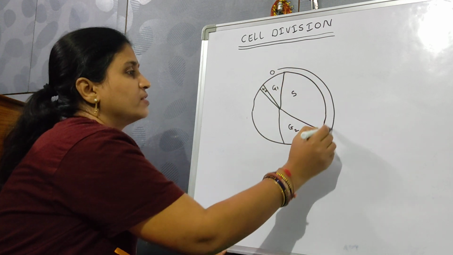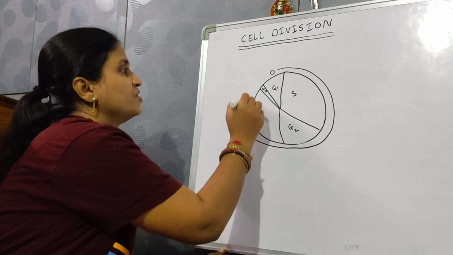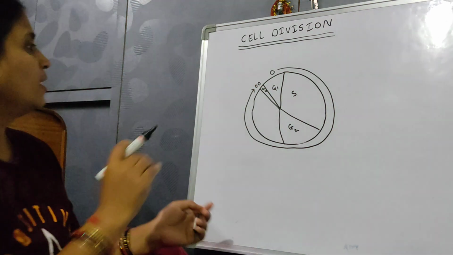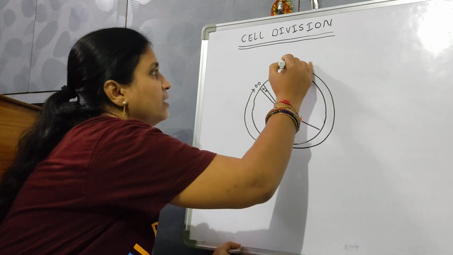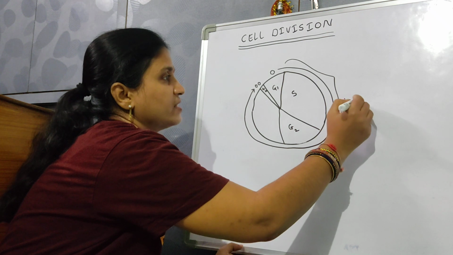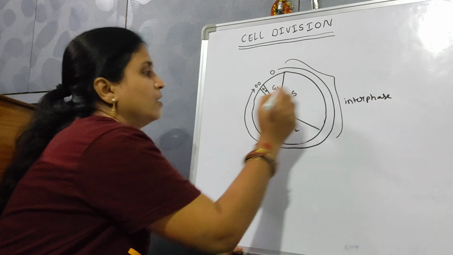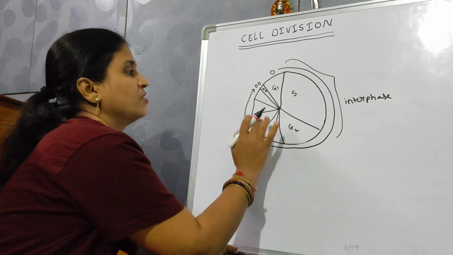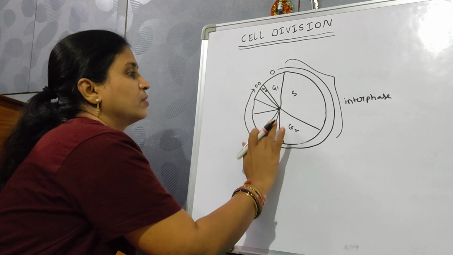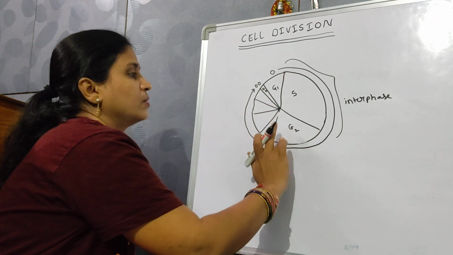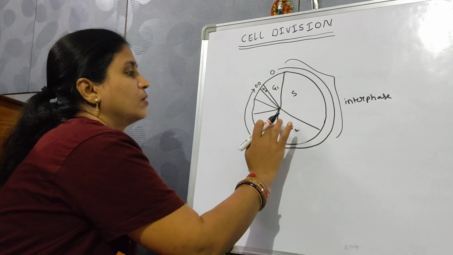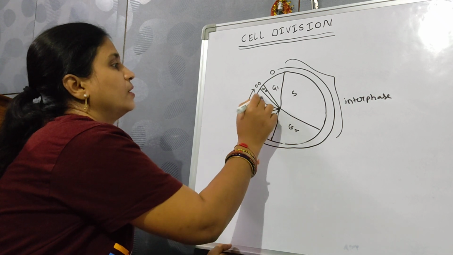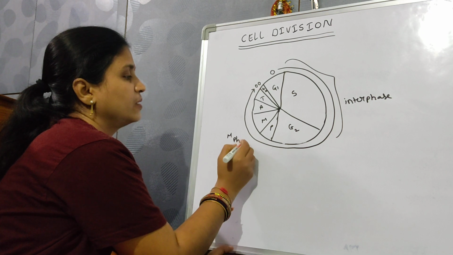First the cell will be one. Then it undergoes this whole phase, then it undergoes a division phase. By the end of this, there will be two daughter cells. This whole phase is nothing but interphase. This is the M phase.